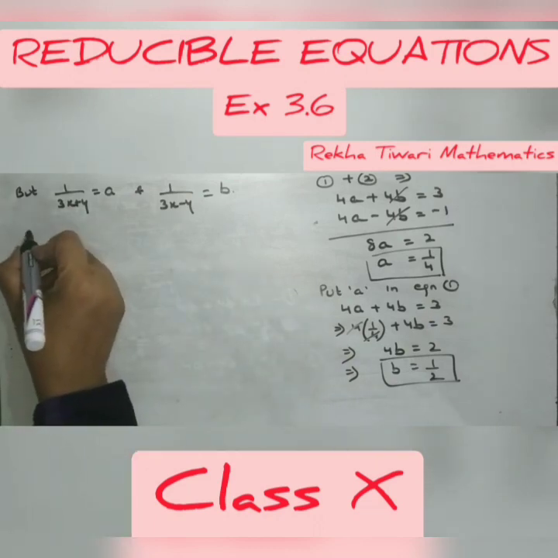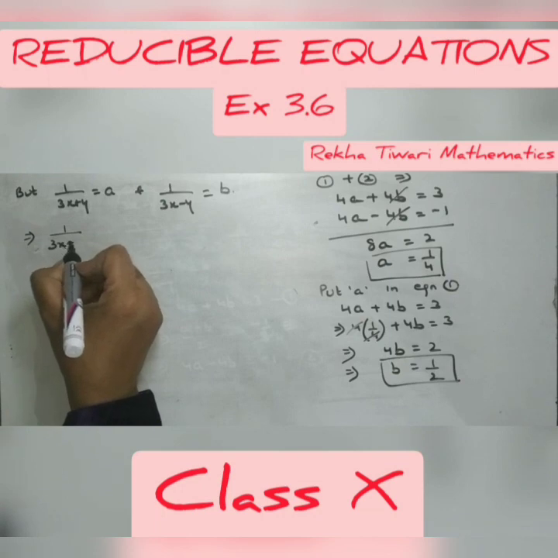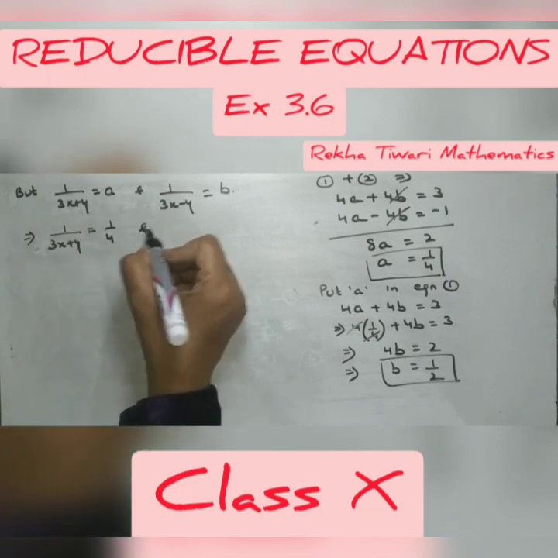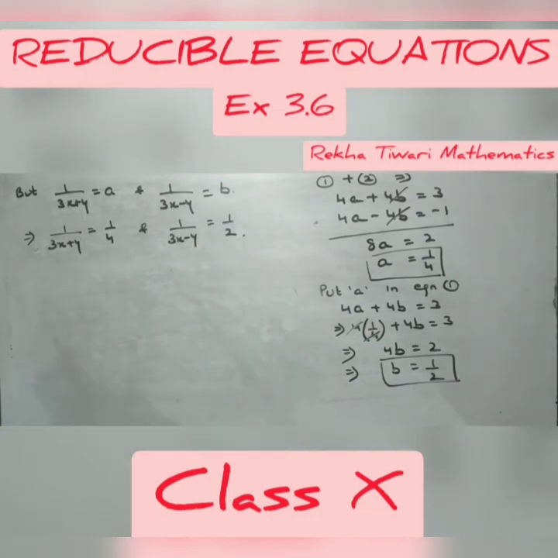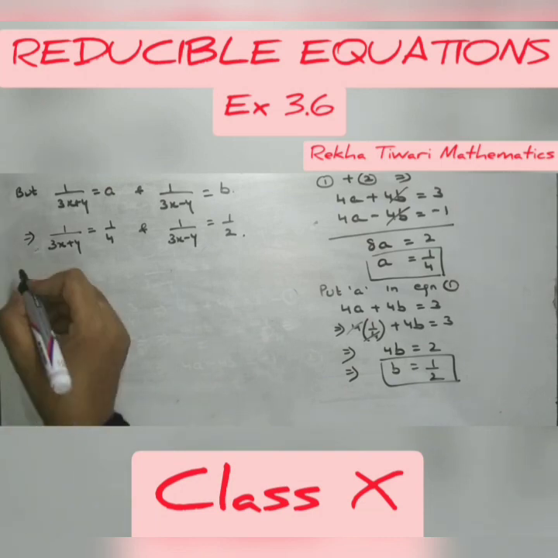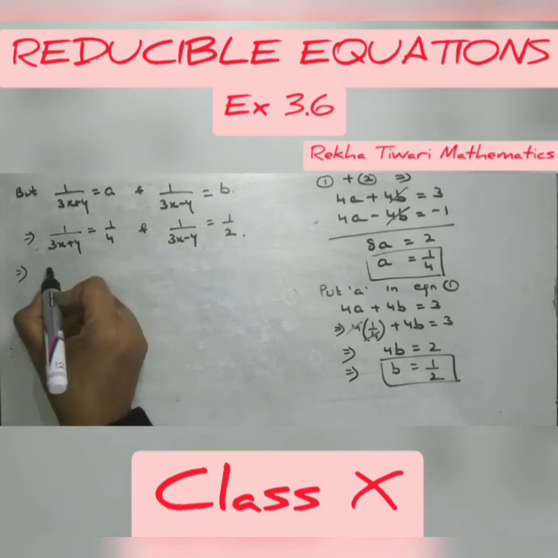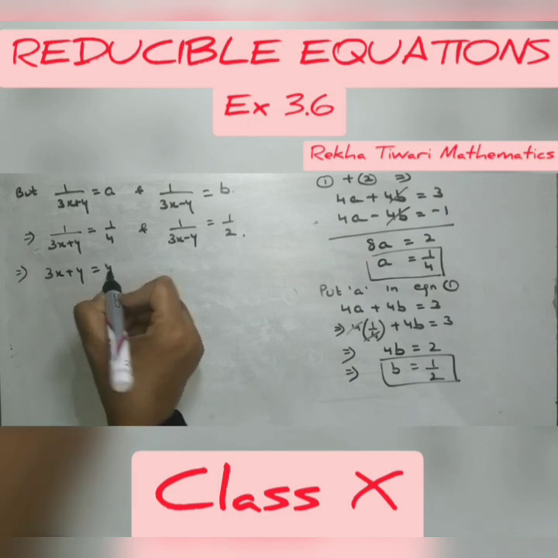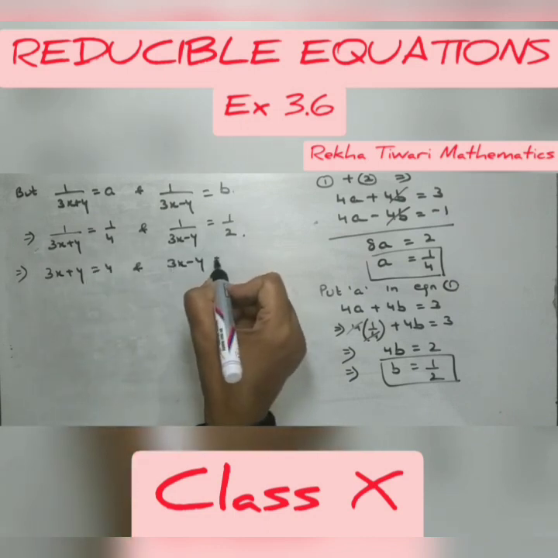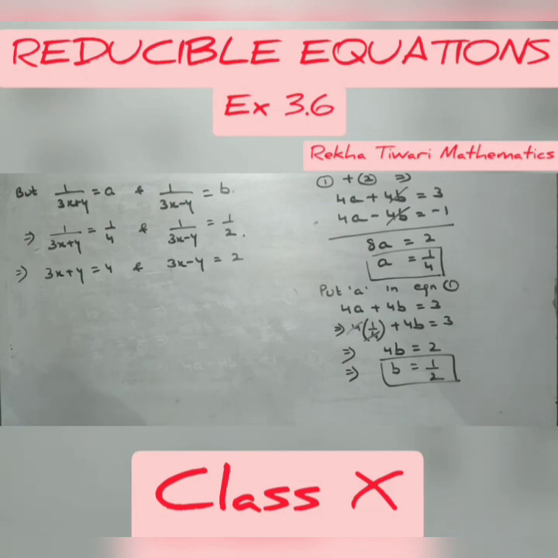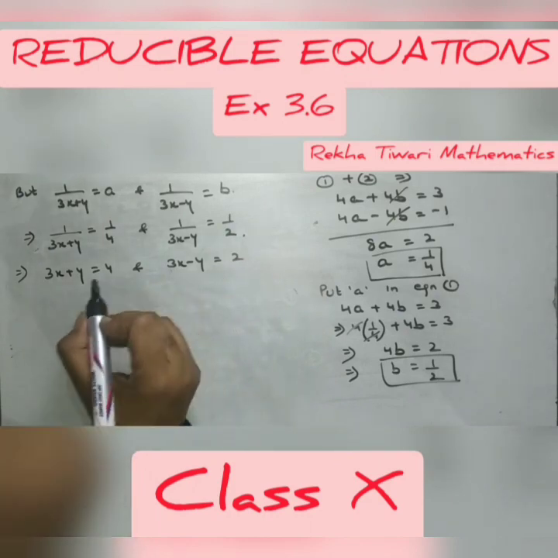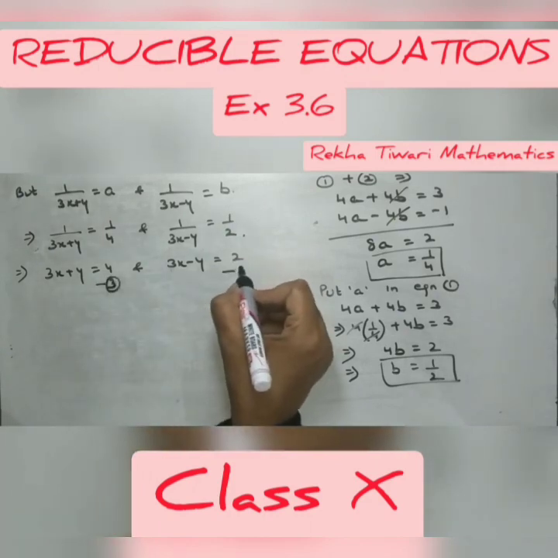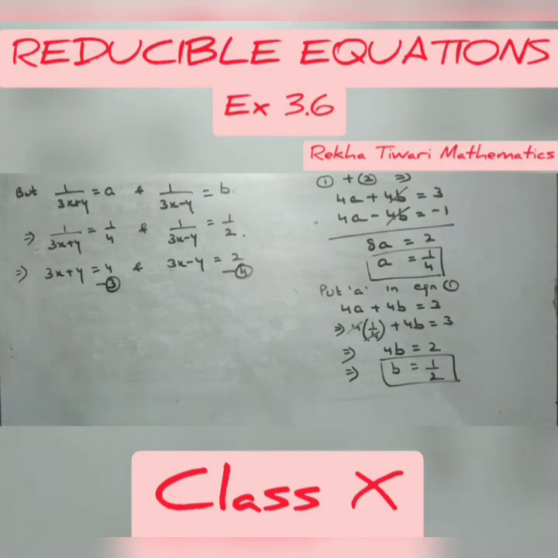So this implies 1 upon 3x plus y equal to 1 by 4 and 1 upon 3x minus y is equal to 1 by 2. Cross multiply, or you can reciprocate directly. So this is 3x plus y equal to 4 and 3x minus y equal to 2. But we have not got the value of x and y. Two new equations. So let us assume this one as equation 3 and this one as equation number 4. We have to solve these two equations again to get the value of x and y.